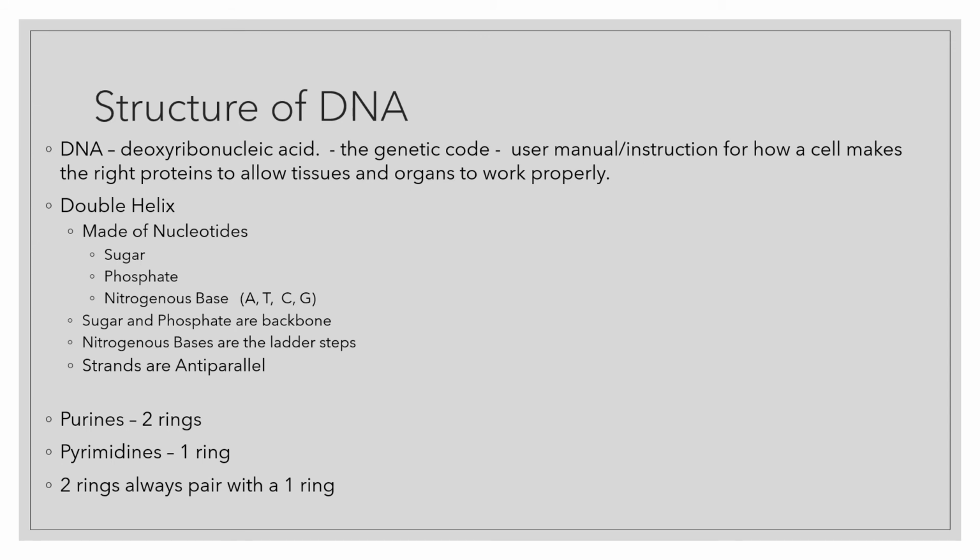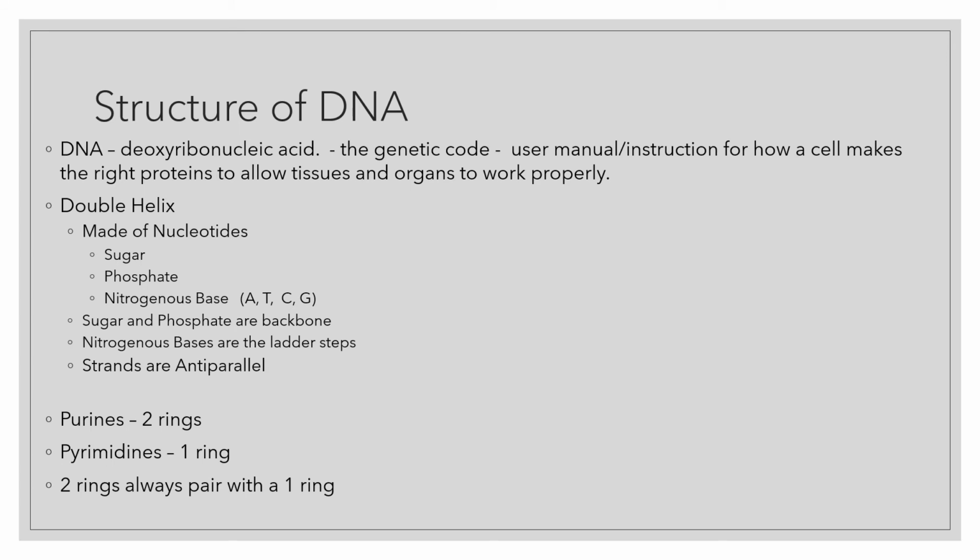It's a double helix, so it's a double-stranded helix. The DNA itself is made of nucleotides, and nucleotides are made of 3 specific parts. There's a sugar, there's a phosphate, and then there's a nitrogenous base. The nitrogenous bases are adenine, thymine, cytosine, and guanine, however you want to pronounce them. The nitrogenous base is what makes each nucleotide different from each other. Either it's an A, or a T, or a C, or a G. Depending on what it is changes the shape of the molecule, and changes how many hydrogen bonds can be made.